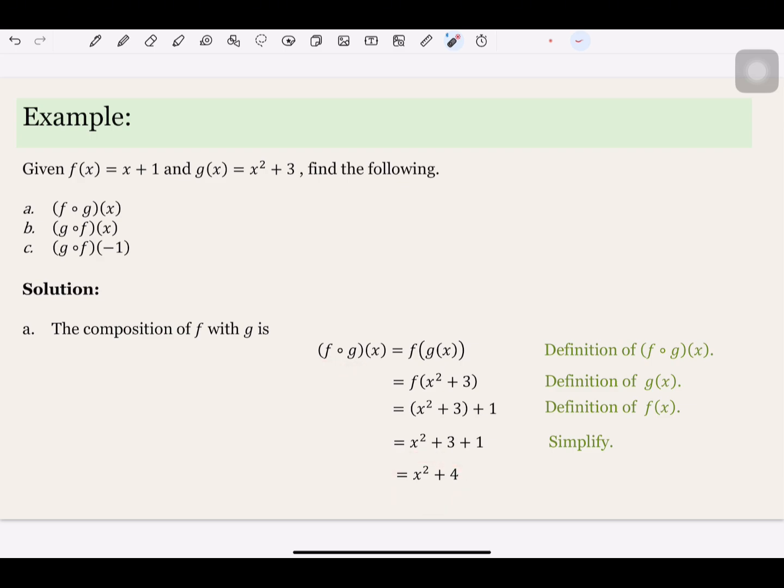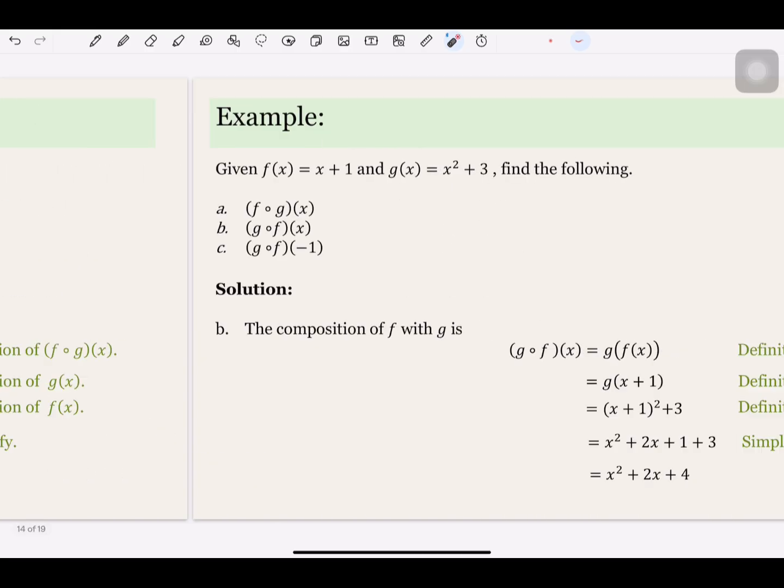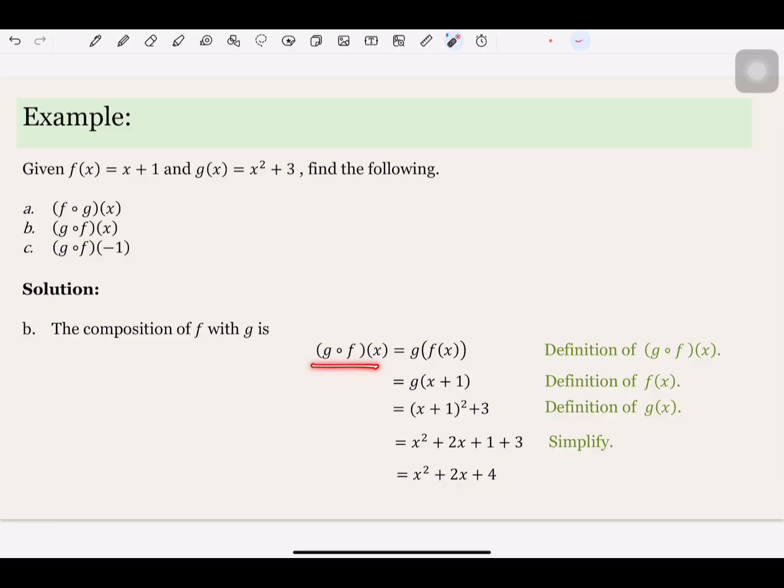Okay, moving forward, now let's look at the composition of g and f. Previously, we were talking about the composition of f and g, so there's a difference between these two. This is the composition of f and g, and this is the composition of g and f. To get the composition, again, I'm going to use the definition. So you have to evaluate g at f. Previously we evaluated f at g. There's a difference.